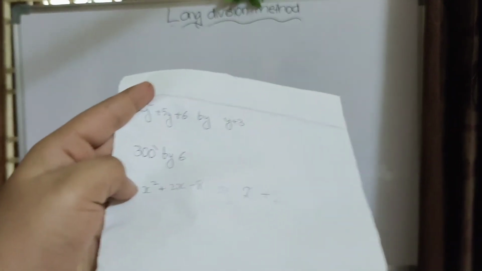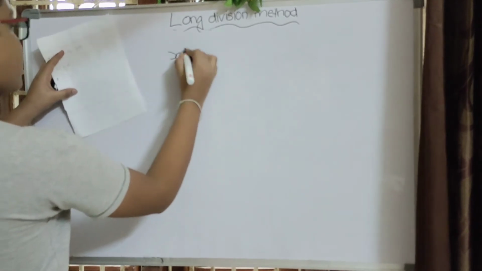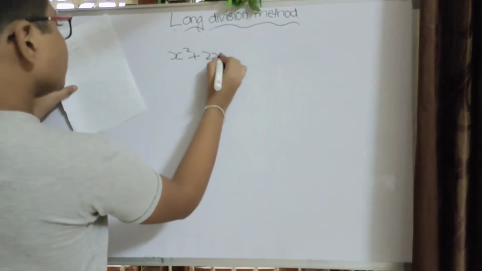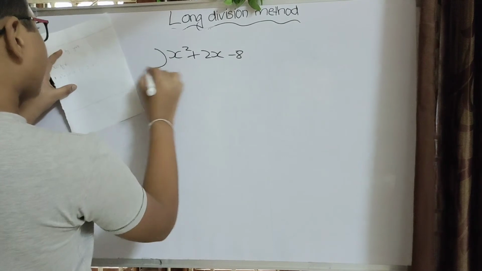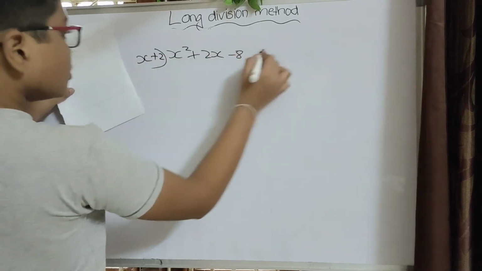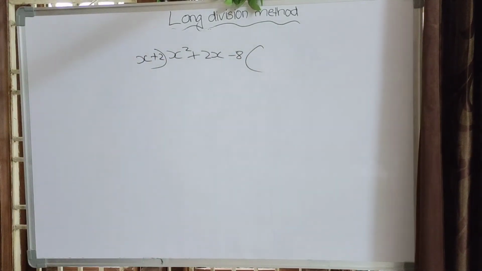Take another example. Here I wrote only examples, MCQ questions only. Let's see this one. The example is x square plus 2x minus 8 divided by x plus 2. Now what is the remainder and what is the quotient?